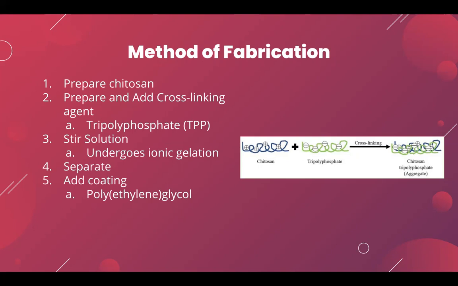You would separate the cross-linked nanoparticles from the ones that didn't cross-link, and you would add a coating to these nanoparticles. I've chosen polyethylene glycol or PEG because this coating creates a superior loading capacity of insulin, it enhances stability, it lowers blood glucose levels without causing hypoglycemia or low blood sugar, it improves intestinal absorption and release behavior of the hormone.